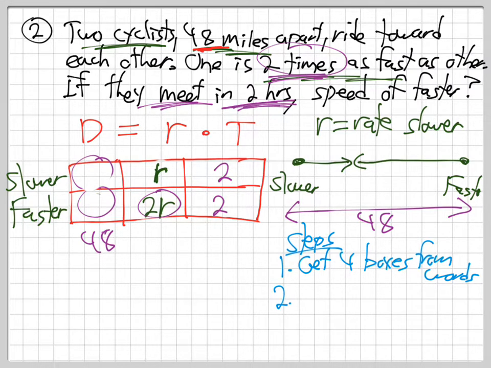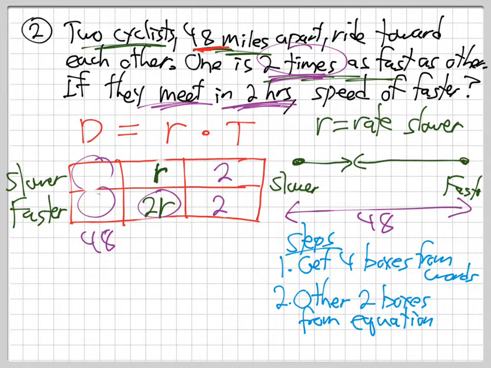Step 2, get the other 2 boxes from the equation. Now, what do I mean from the equation? Well, what does the equation say? Distance equals rate times time. Remember, they're not just 3 decoration letters. They're in a relationship. They're connected, right? D is equal to R times T. So whatever goes in the D box comes from the R box times the T box.